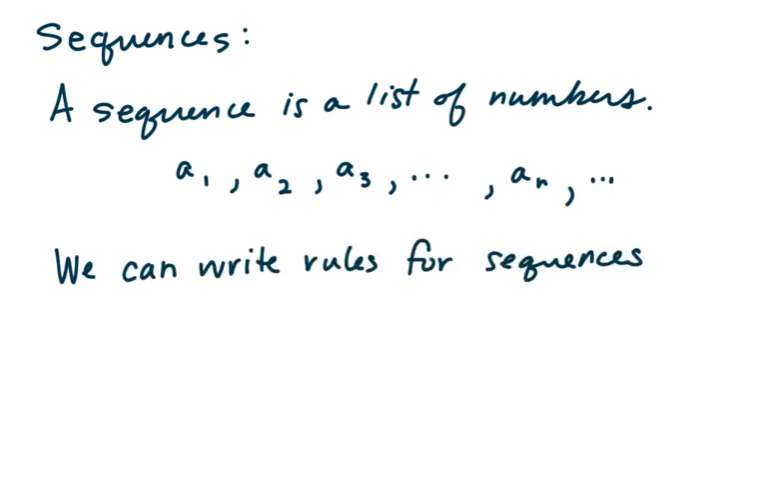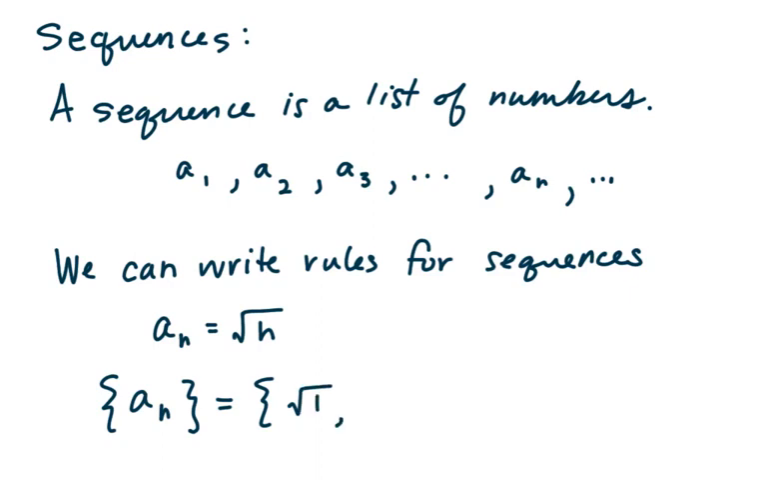So if we had a general term, a sub n equals the square root of n, we might be able to write this as a sub n equals the square root of 1, the square root of 2, the square root of 3. Keep that list going all the way up to some nth term. And it could continue going on infinitely.